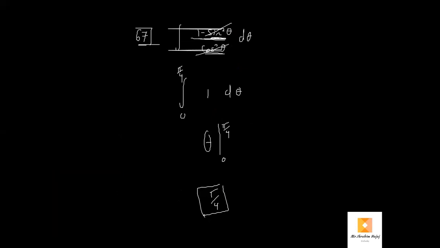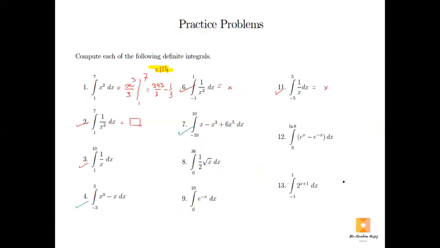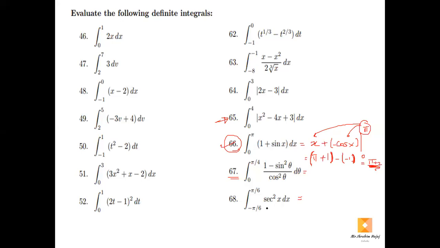Last one, 68. The integral will be 10x. Yes, 10x. And then I got 2 root 3 over 3.